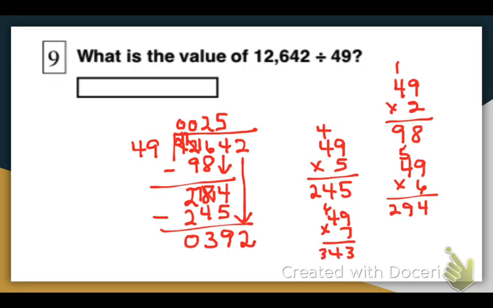Can probably do 49 times 8. That's 72. 8 times 4 is 32, plus 7 is 39. 392, that's what I want. So 258.